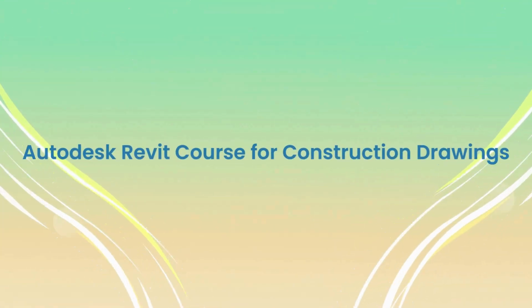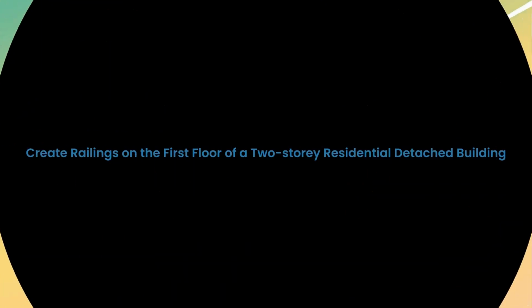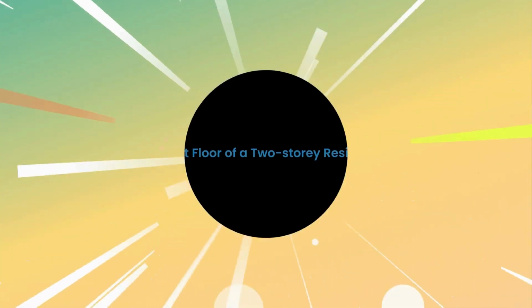Welcome to our space. Today, on the Autodesk Revit course for construction drawings, you're going to learn how to create railings on the first floor of a two-story residential detached building.